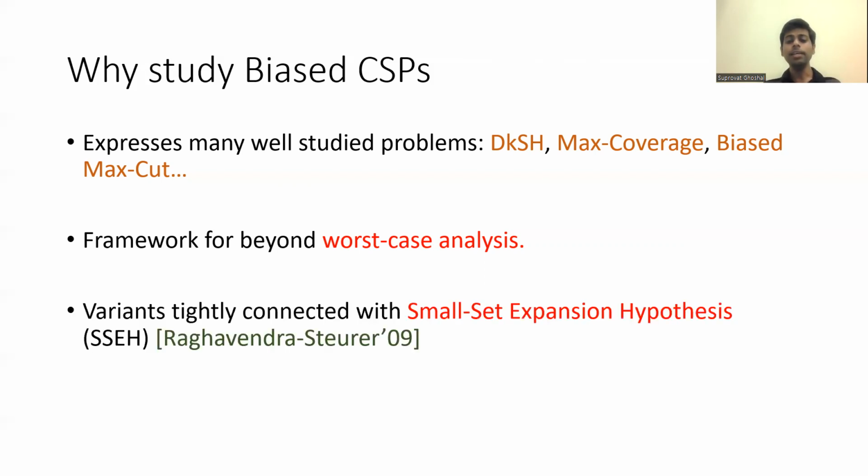And finally, it turns out that these problems and several min-unsat variants of biased CSPs are very strongly connected to the small set expansion hypothesis, which is again a major open question in complexity theory. And understanding these problems would allow us to understand the small set expansion hypothesis better, and might give us alternative ways of addressing this question.